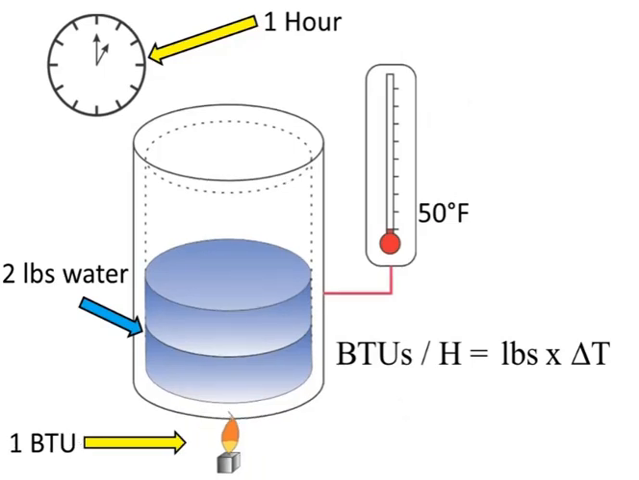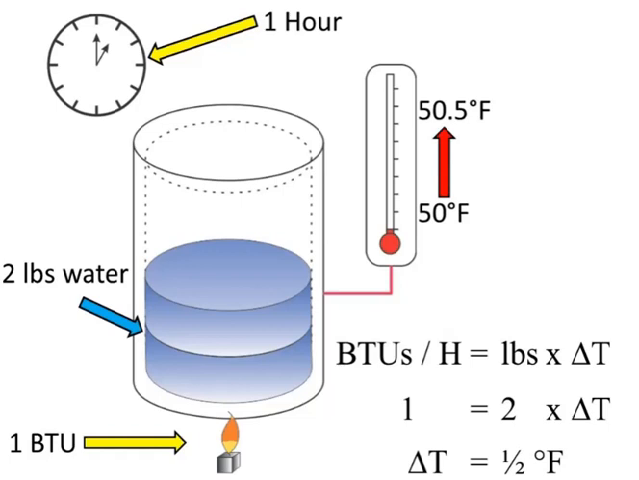Let's have a look at the third example here. 1 BTU is applied to 2 pounds of water, this time initially at 50 degrees Fahrenheit. The duration is 1 hour. How many degrees will the water temperature increase? Substitute the numbers in the formula. 1 BTU per hour is equal to 2 pounds of water multiplied by delta T. Delta T is equal to 1 over 2, or half a degree Fahrenheit, and the water temperature will increase from 50 to 50.5 degrees Fahrenheit.